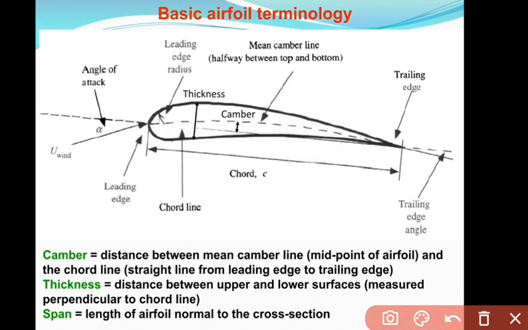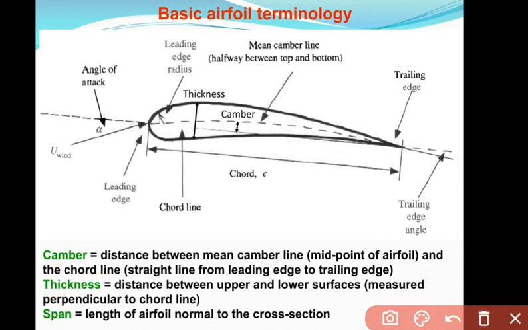Then what is camber? Camber is the distance between the mean camber line, the midpoint of the airfoil, and the chord line. Then span is the length of the airfoil, normally the cross section, which is known as span. The distance between the upper and lower surface is known as thickness.